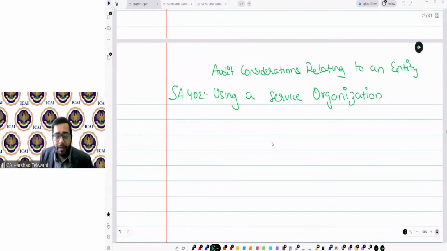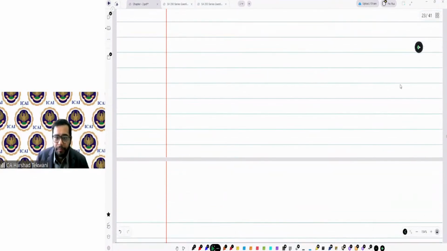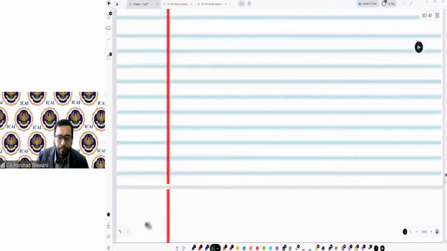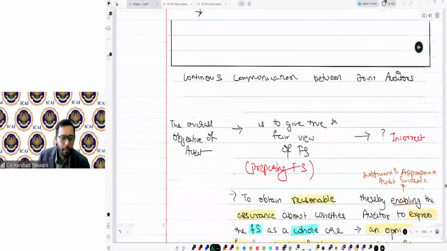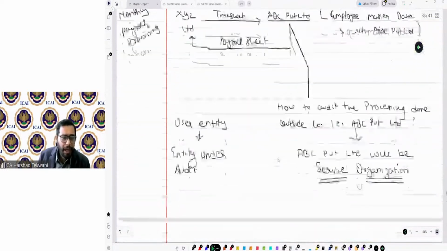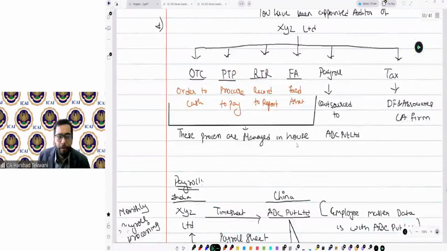Using a service organization means I am obtaining a service. XYZ Limited is obtaining a service from another entity, and that entity is providing some kind of back office service, some processing service, to the user entity. Now the question is whether all the services are required to be covered. For example, here, as I told you, it is a payroll process.